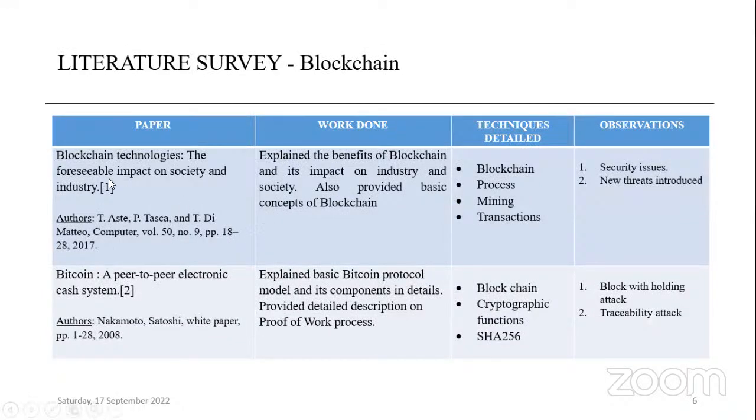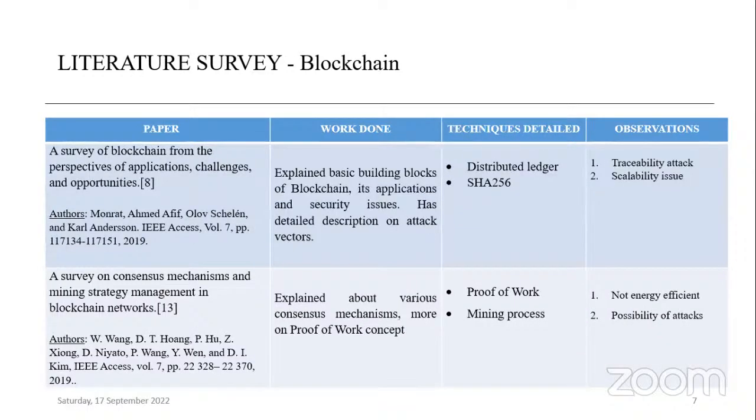This was the literature survey I made. The first is the blockchain technology, the positive impact on society and industry. Here, the basic concepts of blockchain and then consensus algorithm, mining process, everything got discussed in the first paper. The second is the Bitcoin. We all know blockchain got introduced as a basic concept in Bitcoin, which is a digital currency. And then these two are the survey papers I referred for learning all about the consensus algorithms and the process involved in the blockchain.